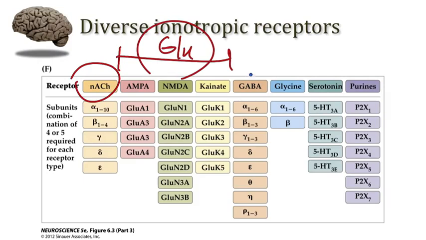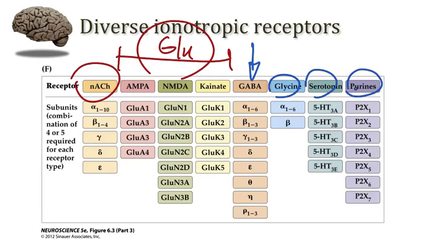There's the receptor for the principal inhibitory neurotransmitter of the brain called GABA, gamma-aminobutyric acid. There are actually a variety of GABA receptors. Here are shown some of the subunits that come together to form what's called the GABA-A receptor channel complex, and so on. Receptors for glycine, for serotonin, and then for the purinergic transmitters such as adenosine.